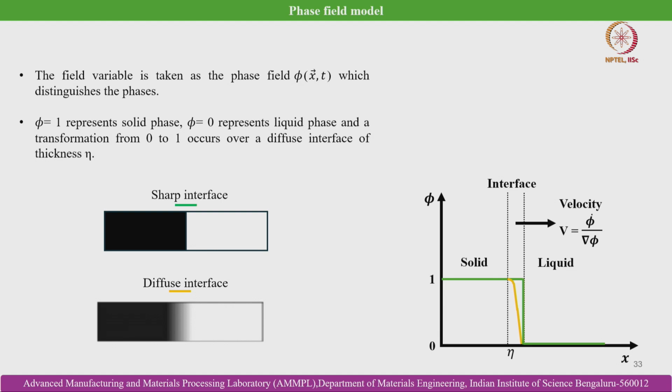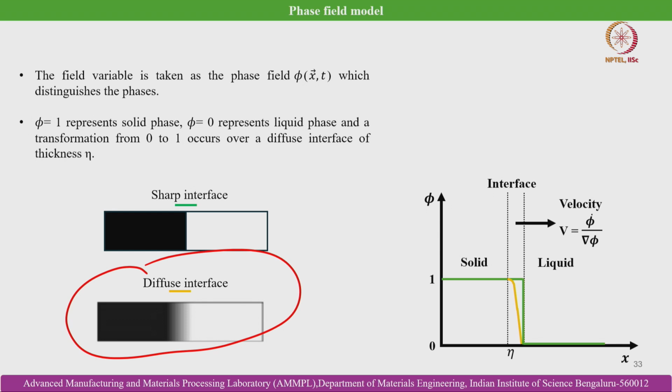In phase field modeling, the field variable phi, which is a function of both space and time, distinguishes the phases present in the computational domain. Phi equal to 1 represents solid phase, phi equal to 0 represents liquid phase, and a transformation from 0 to 1 happens over a diffused interface of thickness eta. So, the phase field model is a diffused interface model. It is unlike other models where a sharp interface is described between the solid and liquid phases. In case of the phase field model, it is the diffused interface that is considered between the solid and liquid phases.